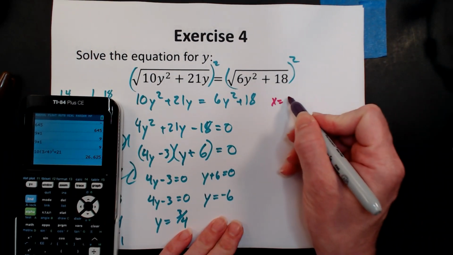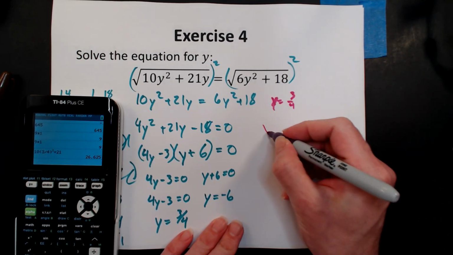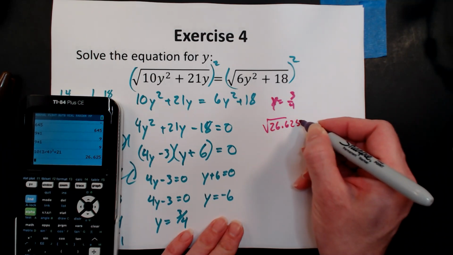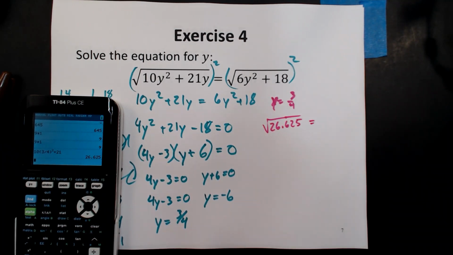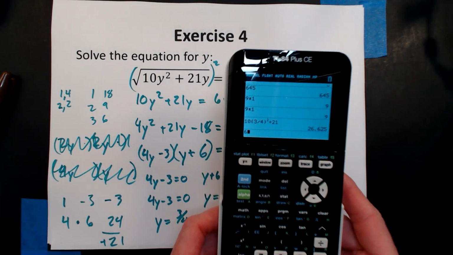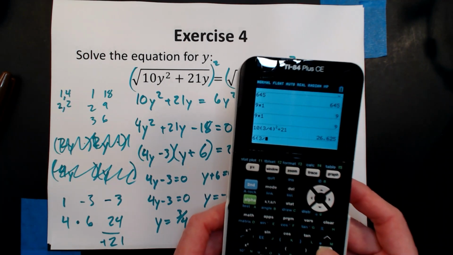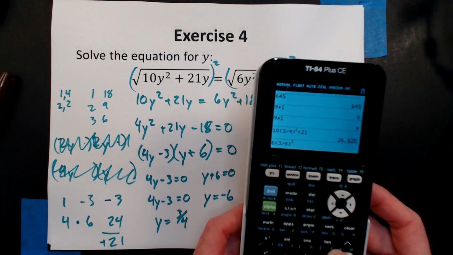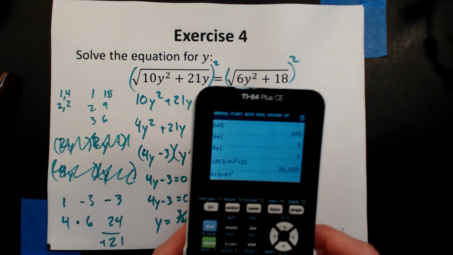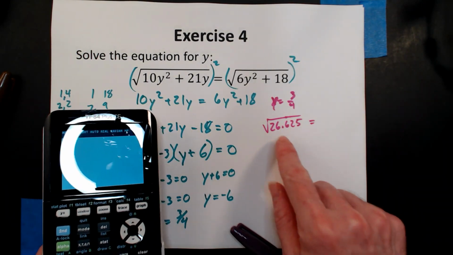So y equals 3/4. I'm going to get the square root of 26.625. And what does that equal? Let's go on the other side. Let's say we have 6 times 4 divided by 3 squared. Oops, no, I didn't do that right. I got ahead of myself. I've got to do the other one first again. I didn't complete this out.